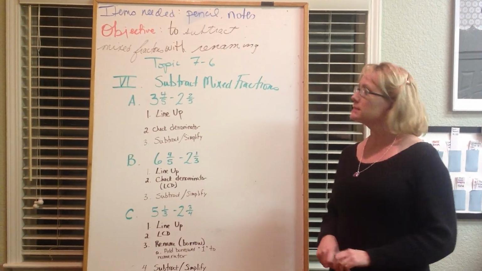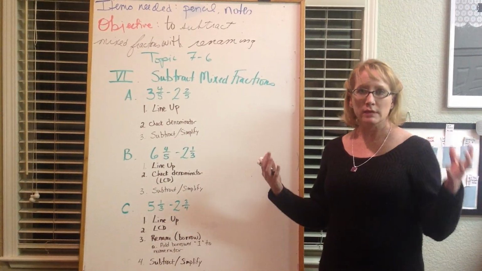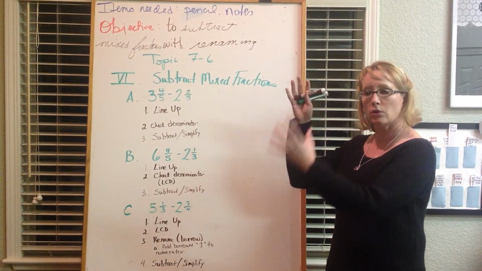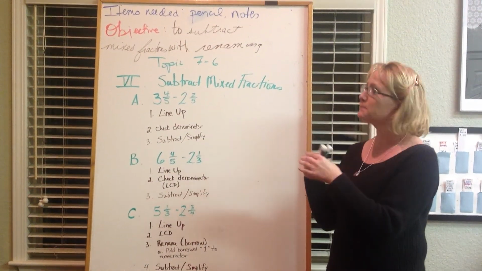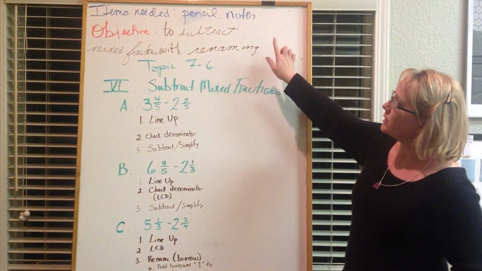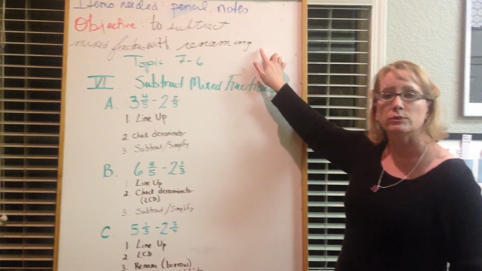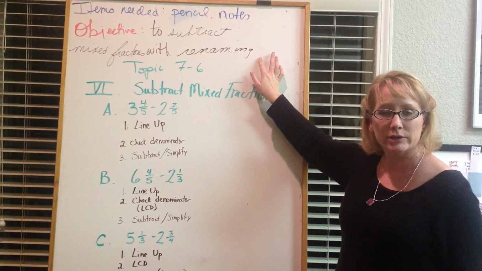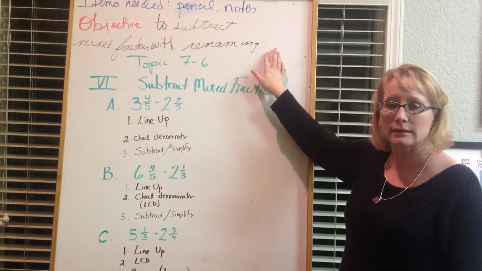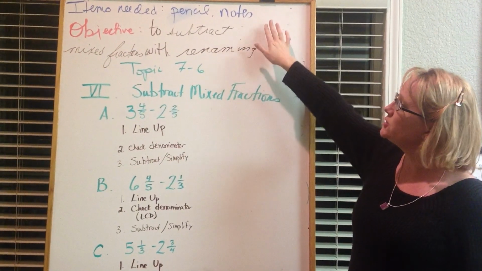This is topic 7-6. We're going to be subtracting mixed fractions. That's a fraction with, remember, a whole number and a fraction next to it. We are going to be subtracting it, and sometimes we're going to be doing renaming. Renaming is what we used to call borrowing, but now it's called renaming. I don't know why. You're going to need your pencil and your notes.